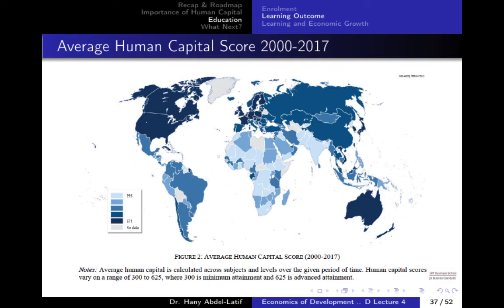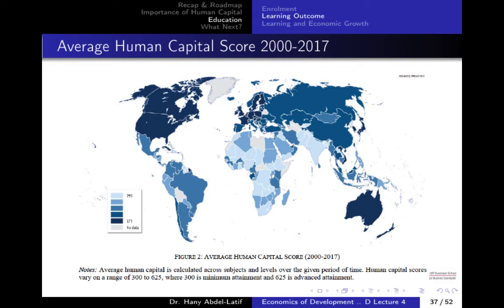This is consistent with the full picture that we see about development. These countries are lagging behind, of course, because of the quality of human capital. Now we're looking at learning, not just enrollment, and it's actually consistent with enrollment as well. But still, even those who are enrolled are not really receiving the good quality education that could help improve human capital and contribute to economic development.